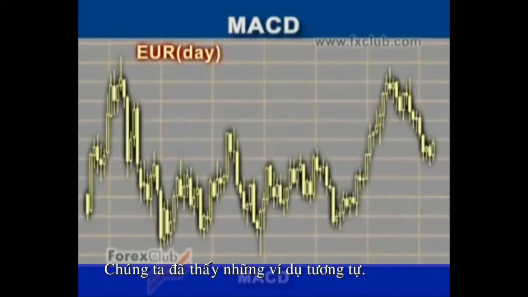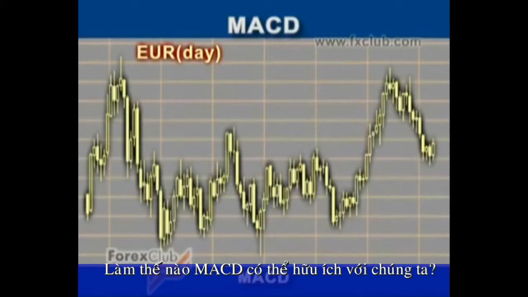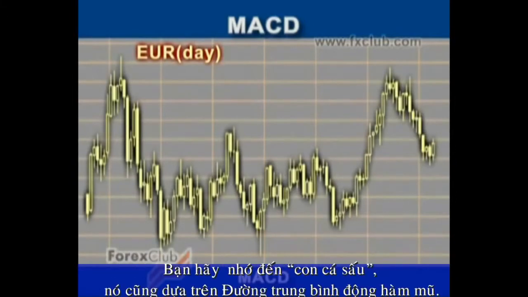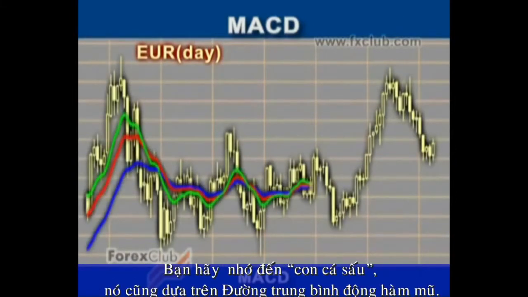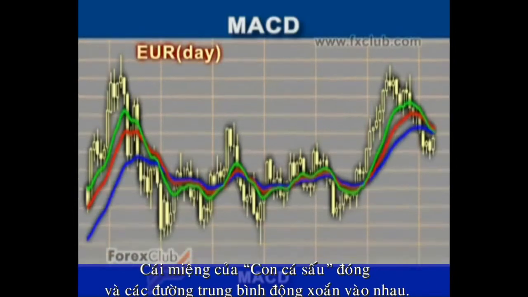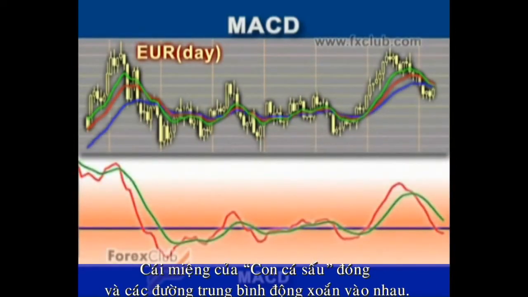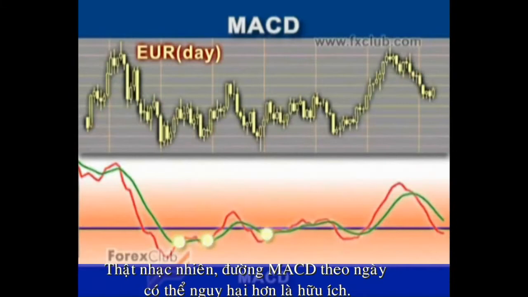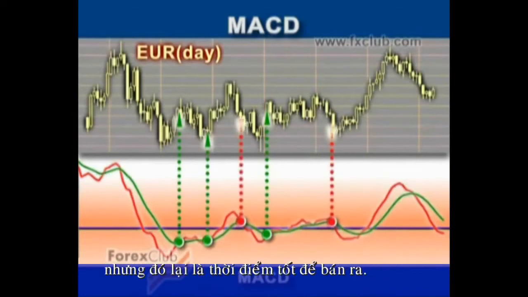We've already seen similar examples. How can MACD help us here? Remember the alligator? It's based on exponential moving averages too. The jaws close and moving averages twist against each other. Surprisingly, a daily MACD can be more of a hindrance than a help. Its signals lag and we could buy when it's time to sell.